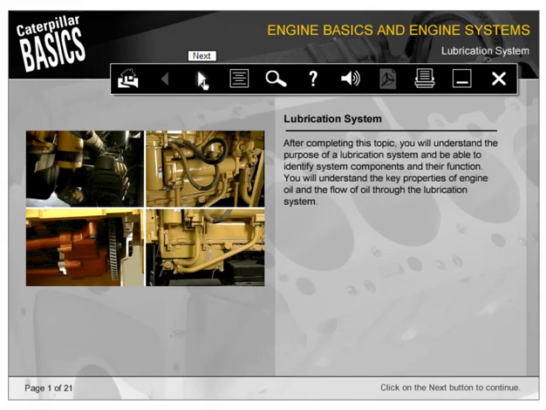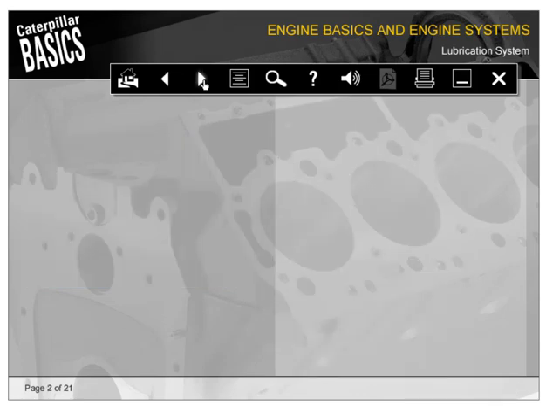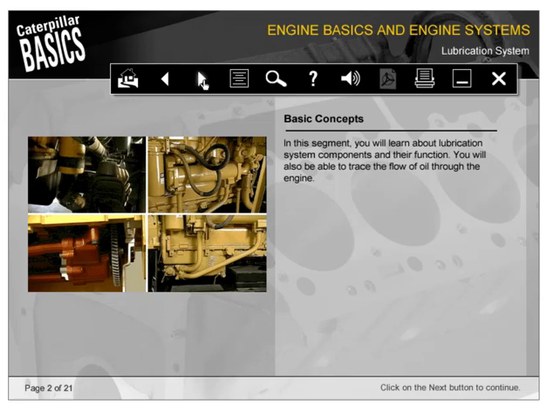After completing this topic, you will understand the purpose of a lubrication system and be able to identify system components and their function. You will understand the key properties of engine oil and the flow of oil through the lubrication system. In this segment, you will learn about lubrication system components and their function. You will also be able to trace the flow of oil through the engine.